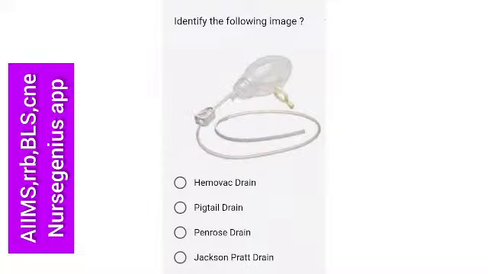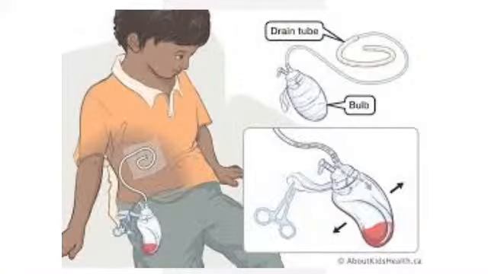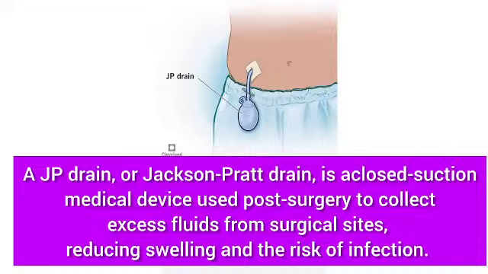Identify the following image. Is it a Hemovac drain, pigtail drain, Penrose drain or Jackson-Pratt drain? Can you look at the picture? Already we have seen the Hemovac drain, that means it is not a Hemovac drain. Now you tell me what drain it is. It is called a Jackson-Pratt drain. It is also a closed suction medical device used after surgery to collect excess fluid from the surgical site, reducing swelling and the risk of infection. So that is why it is called a JP drain or Jackson-Pratt drain. I think you have cleared the doubts. Okay, now we can move on to another question.